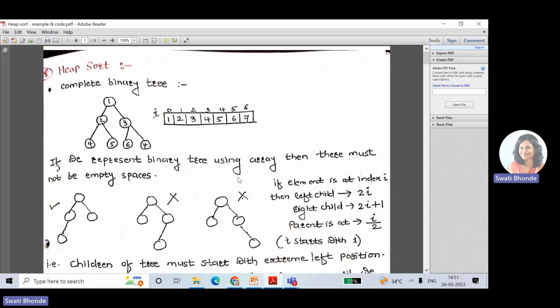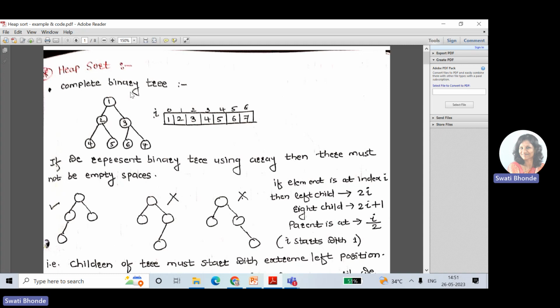Hello students, so today we are going to discuss heap tree and from heap tree we will perform heap sort. So before I get into the practical, let me discuss a few basic concepts which are related to heap tree. So this example shows a complete binary tree.